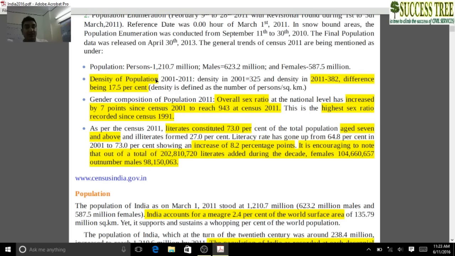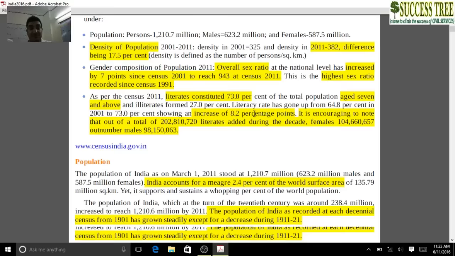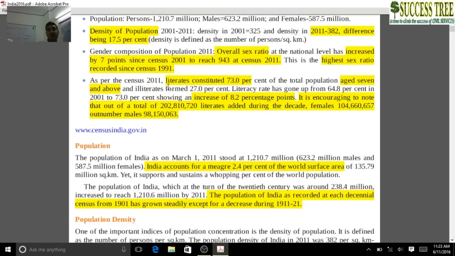Then you find certain figures in the census. The density in 2011 is 382, a difference of 17.5% increase. Sex ratio 943, the highest sex ratio since 1991. Then literacy, 73%.